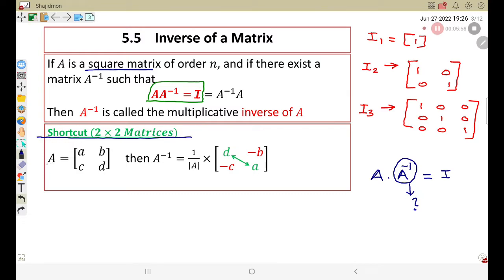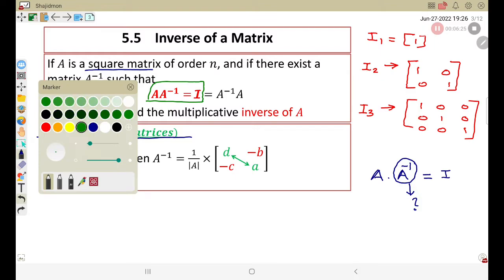For example, I have a matrix A here. A equals the matrix [a, b; c, d]. It is a 2 by 2 matrix, correct? 2 rows and 2 columns. Then using this shortcut method, we can find the inverse of the matrix. That means A inverse equals 1 over the determinant of A. You know how to calculate the determinant of A. So 1 over the determinant of A multiplied by the matrix with the main diagonal interchanged.